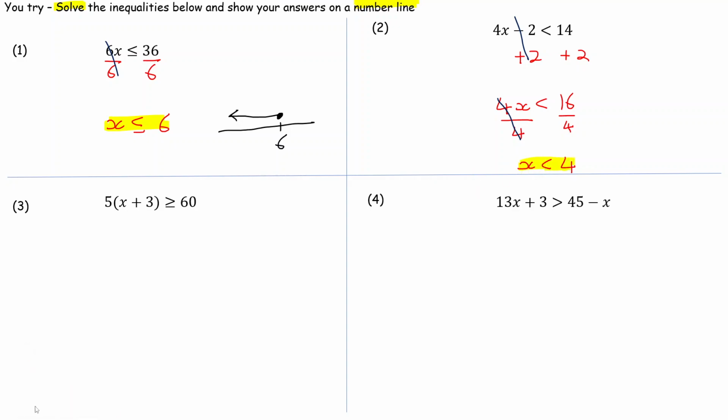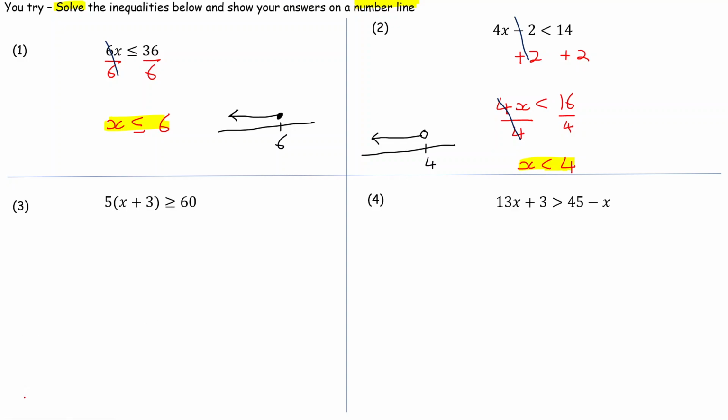And to show that on a number line, let's draw a number line, and 4 can be here, anywhere you want to. But it's just less than, so not a filled in circle, and we're going to the left of that 4. Anything less than 4 will satisfy your inequality. That is it. Question 3.